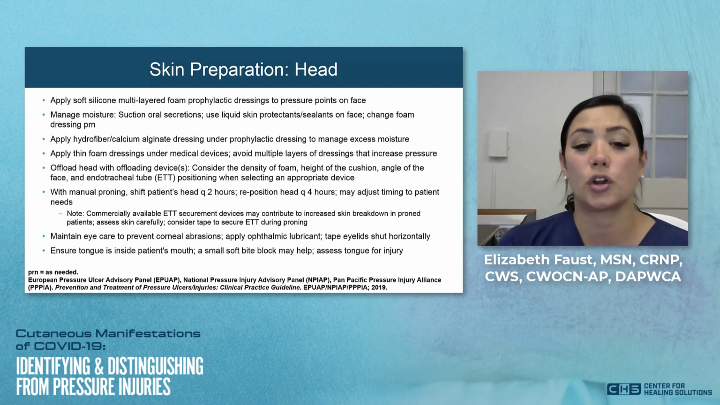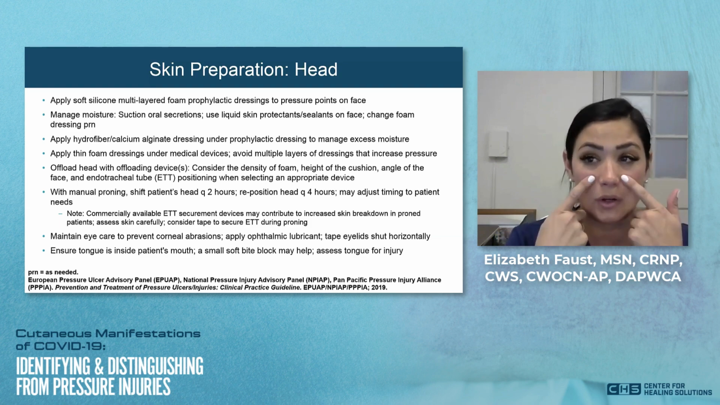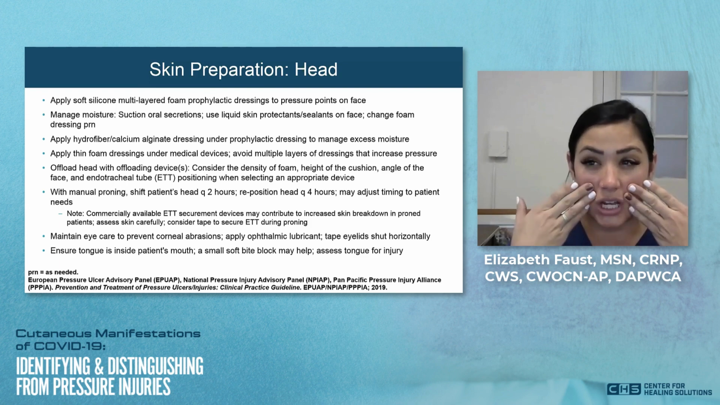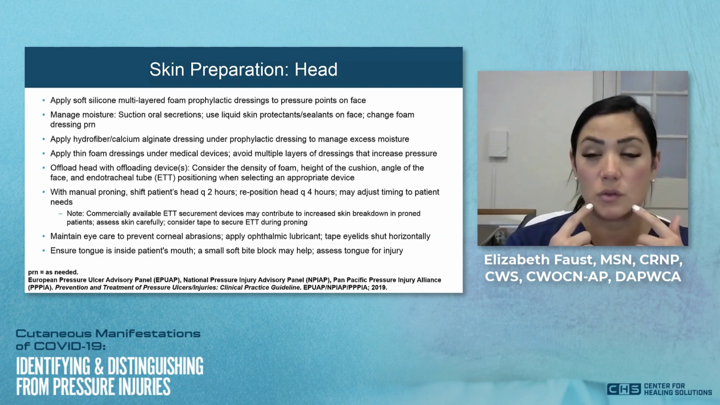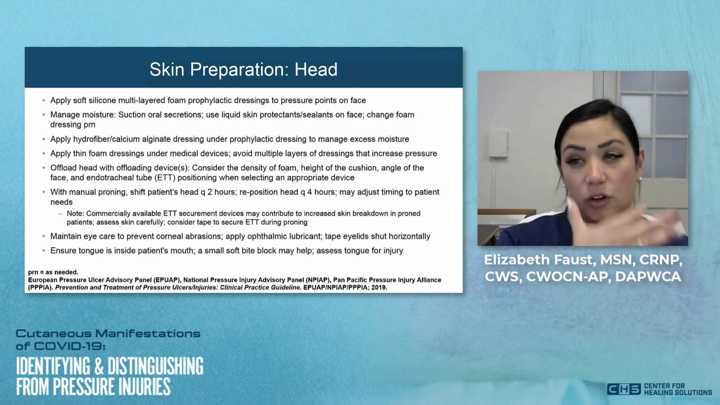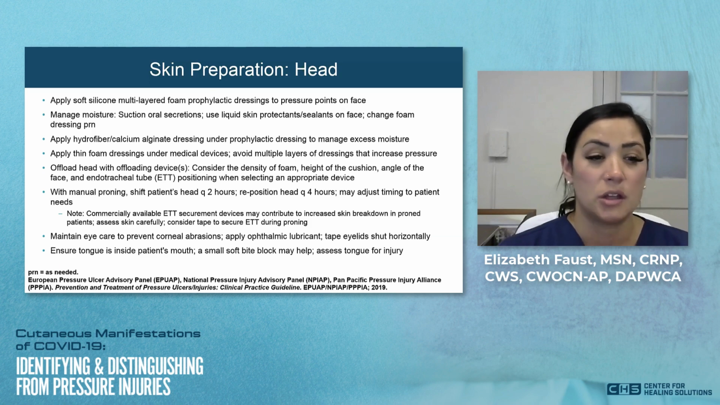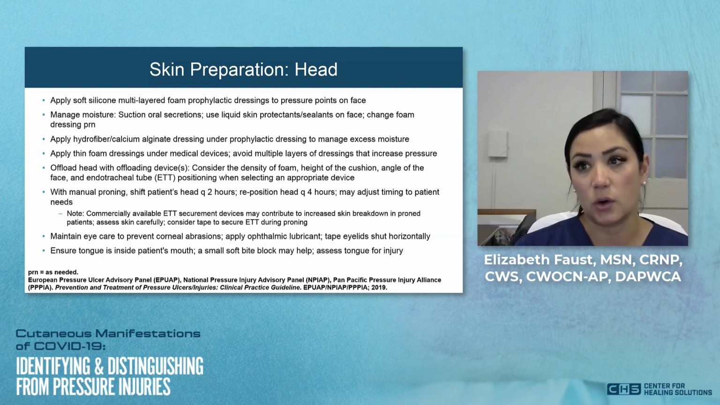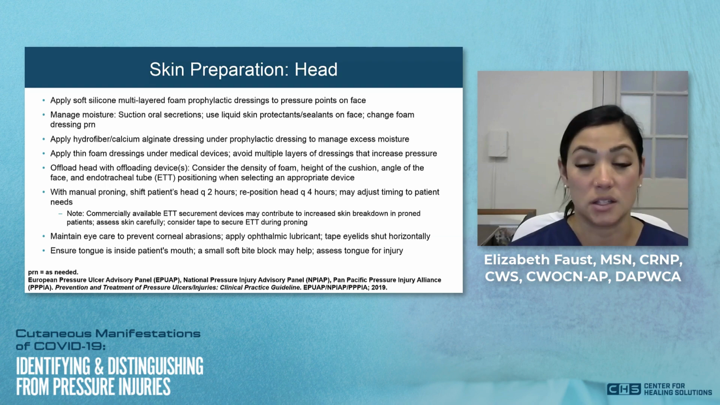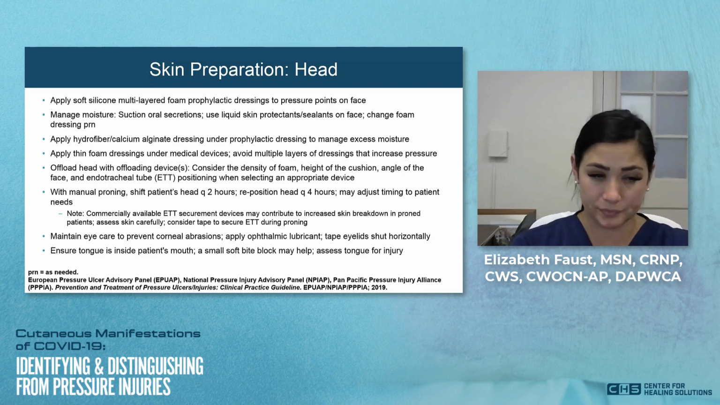Commercial ET tube securement devices can contribute to increased breakdown if they do have that cheek or the harder plastic on the front with the cheek securement. I would say avoid using that commercial one that has increased pressure there. You want to make sure eyes do not obtain corneal abrasion, so you want to apply ophthalmic lubricant and tape the eyelids shut horizontally if possible. Again, silicone tape is the recommendation.